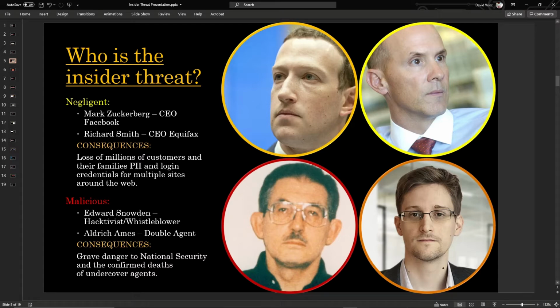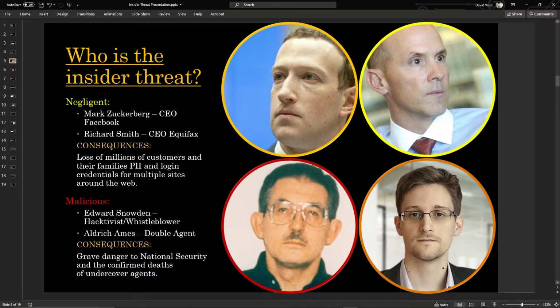Richard Smith, CEO of Equifax, controls the personal identifiable information of you, your family, your ancestors, and every single creditor you have or have ever had. With the information that Equifax possesses, identity theft is a real concern.